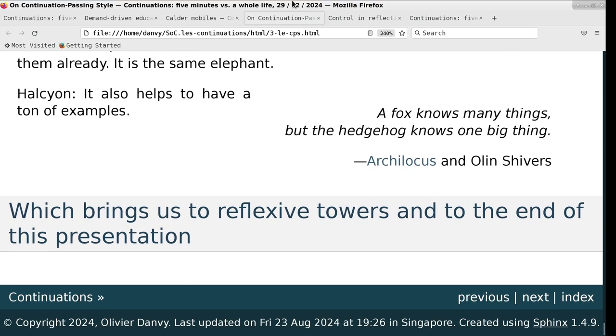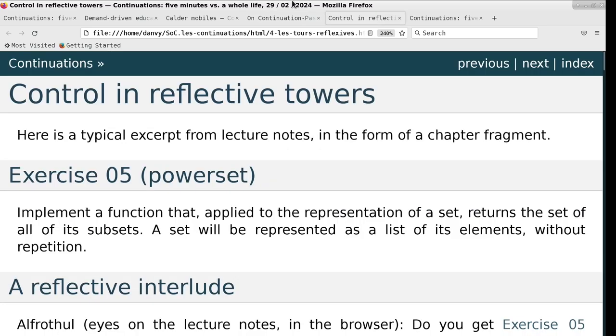And that brings us to the reflective tower at the end of this presentation. I know we're running out of time, but you really want to stay for that last part, which is a lot shorter. So we get back to where we started. This is the end of a lecture note with an exercise. And the exercise is: implement a function that, applied to the representation of a set, returns the set of all its subsets. A set is represented by a list of the elements without repetition.